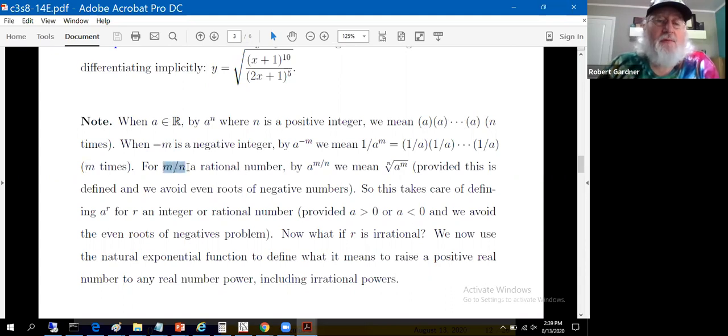How about fractions? Rational numbers. If m over n is a rational number, where m and n are both integers, n's not 0 because you ain't dividing by 0 now or ever, then what you mean by a to the m over n is the nth root of a to the m. So the m means repeated multiplication, and the n, the denominator part, means take a root.